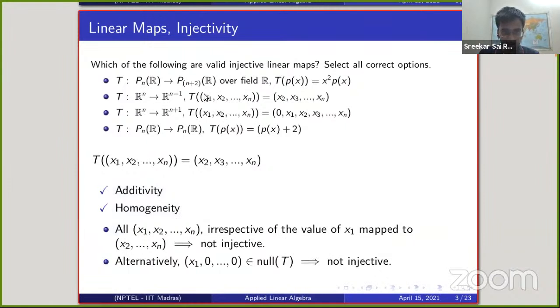Let's check the second option. Here x1 to xn is mapped to x2 to xn. Additivity and homogeneity are satisfied; you can easily verify this for yourself. But notice that irrespective of the value of x1, T of x1 to xn is x2 to xn, which means multiple vectors map to the same vector, so this is not injective by definition. We could also look at it another way: the vector (x1, 0, ..., 0), irrespective of the value of x1, belongs to null T. So the map is not injective.